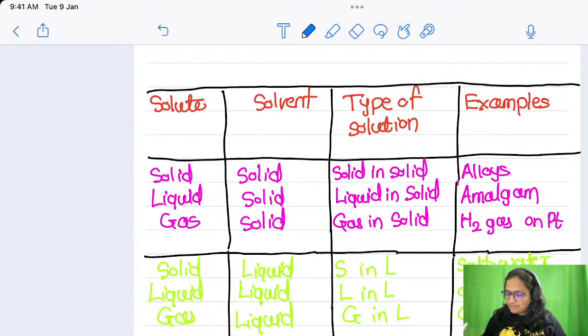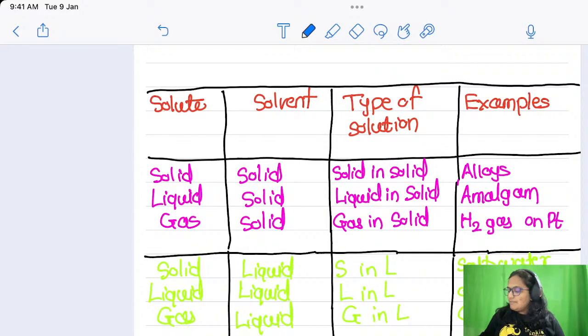Solute can be solid, liquid, or gas, right? Solid in gas will be called as S in G, that is solid in gas, liquid in gas, and gas in gas, right? Solid in gas means, example for solid in gas is dust particle in air. Then liquid in gas is water vapor or moisture in air. Moisture in air. Gas in gas, the air.